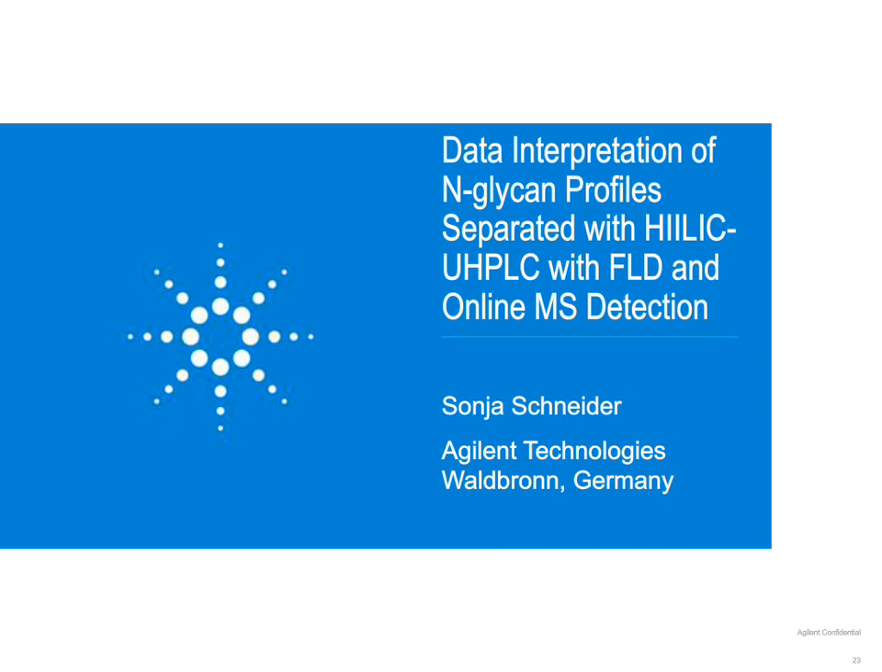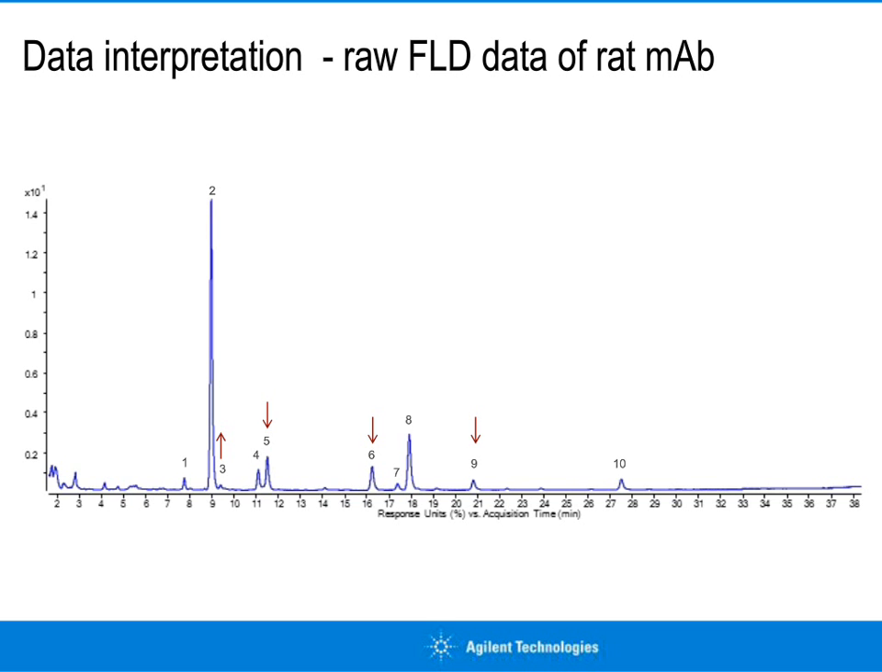You see here the separation of N-linked glycans from a rat monoclonal antibody. The glycan pattern was optimally resolved and allowed the separation of all major N-glycans. Some customers are already satisfied with the FLD chromatogram because they only need to compare the glycan profile of different production lots of their biopharmaceuticals. In this case, they are especially interested in relative quantification of the single glycans after peak integration.